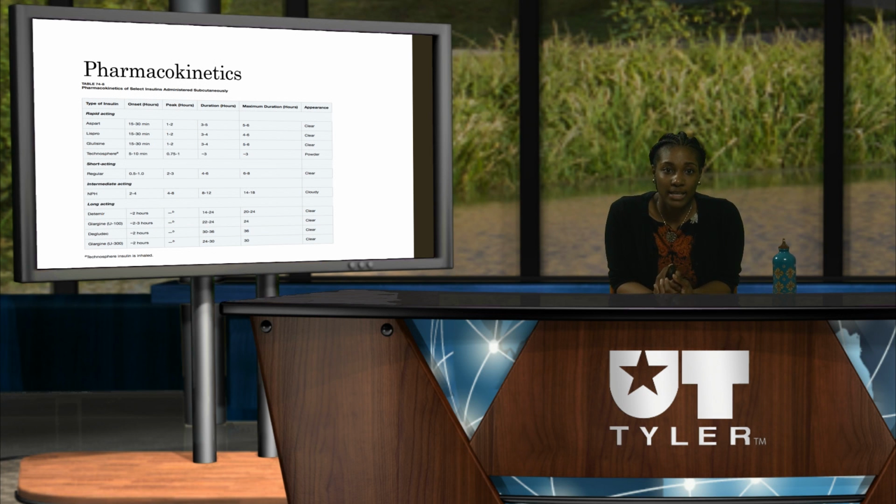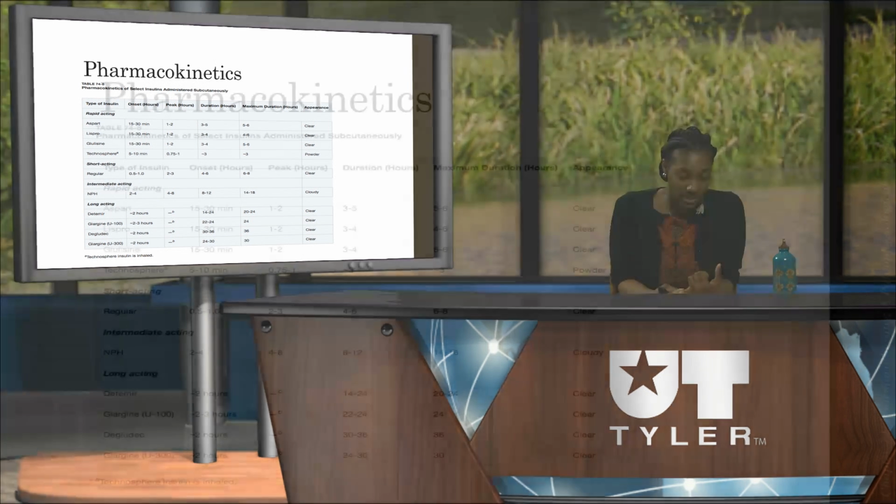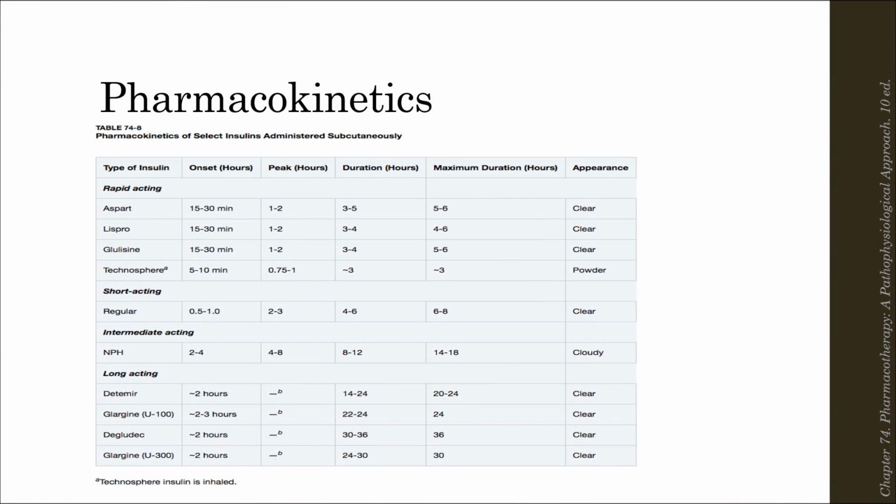All right, so pharmacokinetics. This chart I do want you guys to pay particular attention to. In the first column, we have the different types of insulin: our aspart, lispro, glulisine, et cetera. The main two columns that I focus on as a clinician are onset and duration. I want to know how fast this insulin is going to start working, and how long it is going to last in my patient. Our rapid-acting insulins, the ones that we take right before a meal, are going to kick in within 15 to 30 minutes.